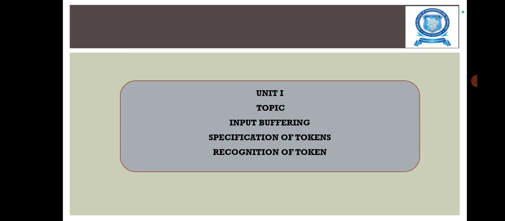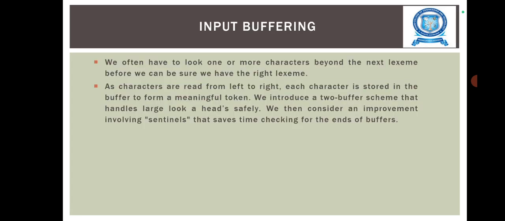Unit 1, Topic: Input Buffering, Specification of Tokens, Recognition of Tokens. In input buffering, we often have to look one or more characters beyond the next lexeme before we can be sure we have the right lexeme. As characters are read from left to right, each character is stored in the buffer to form a meaningful token. We introduce a two buffer scheme that handles large lookahead safely. We then consider an improvement involving sentinels that saves time checking for the ends of the buffers.